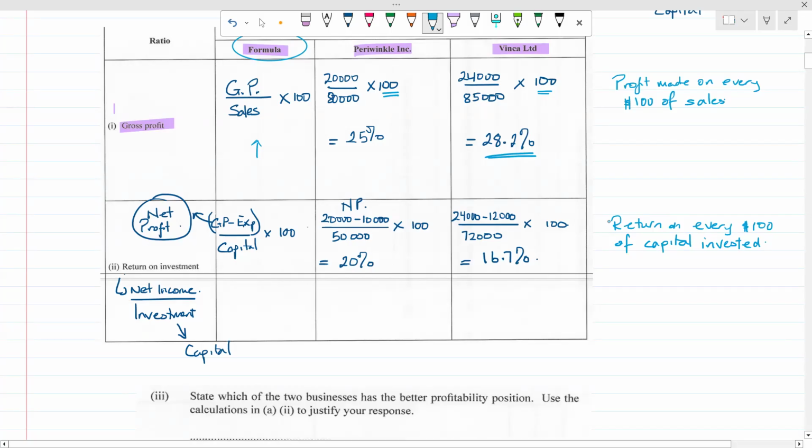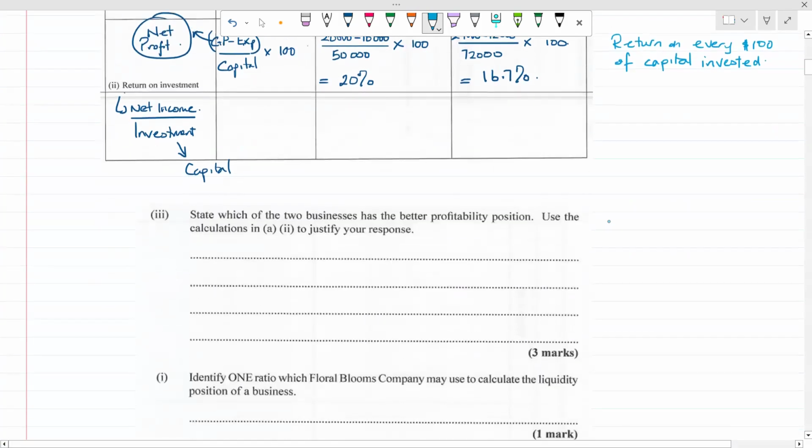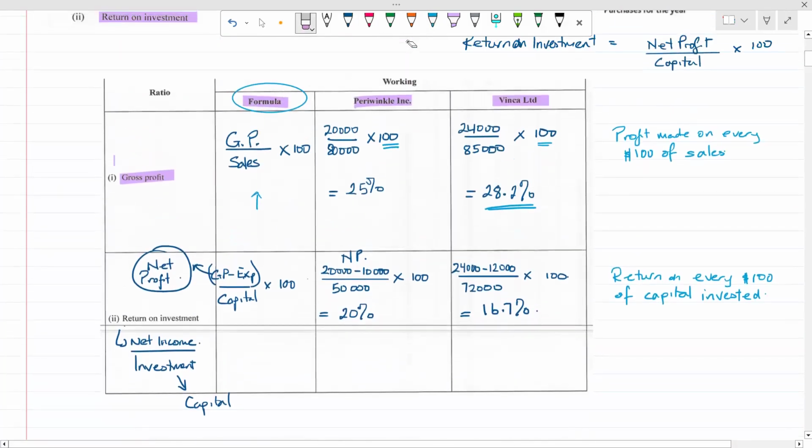Whereas with Periwinkle, yes, they may have 3.2% less profit on sales, but they are operating more efficiently because they are able to make 20%, sorry, $20 on every $100 of capital. Yeah? So let's put that into words for 3 marks. So we could start off by saying, we want 3 sentences. Periwinkle. I think I'm spelling that correctly. Yes, I am.